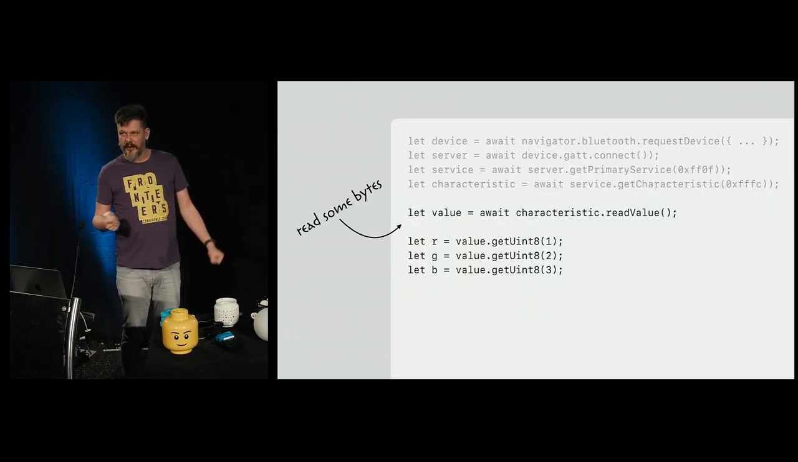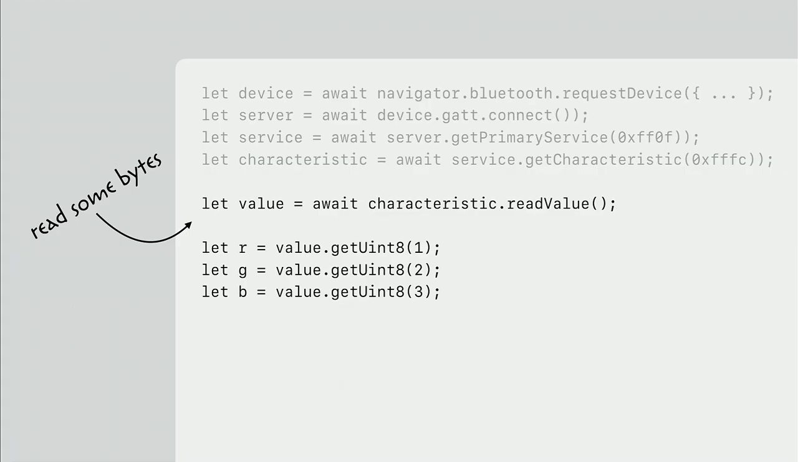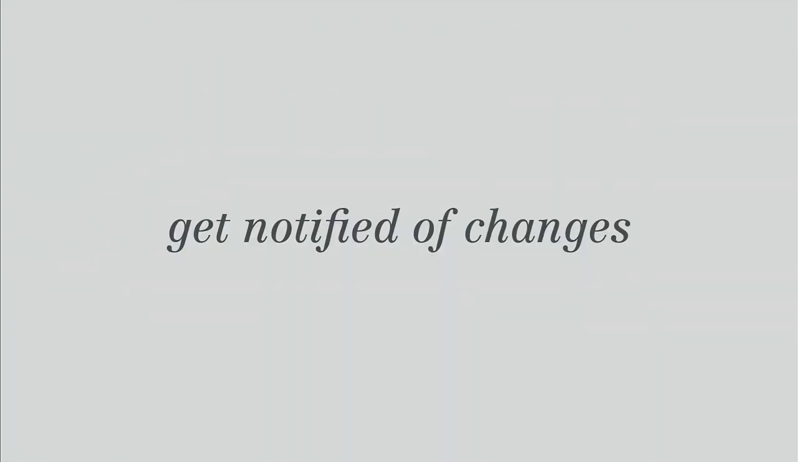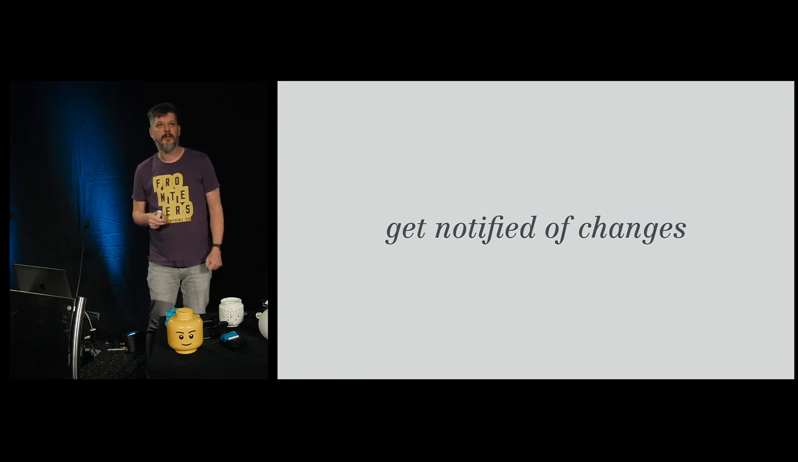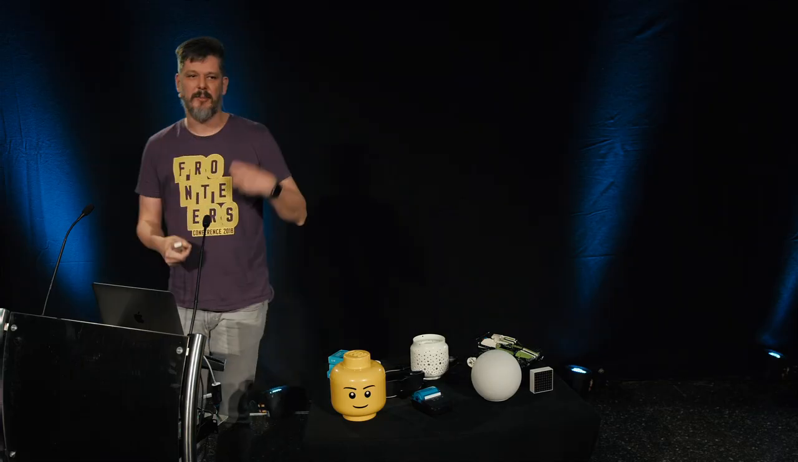And for reading data, we can just call read value on the characteristic and await that, and we get a value. And we can pull out those individual bytes again. And I mentioned getting notified of changes. That is also possible, and for a light bulb, that isn't really useful. But if you wear a heart rate monitor, for example, that is really useful because I want to know when the heart rate changes so I can update it on the screen.